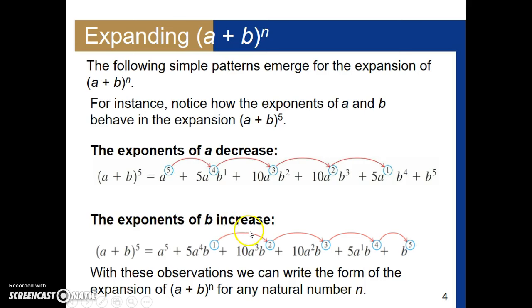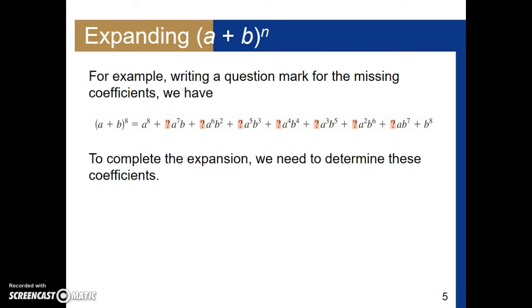And then let's look at the exponents on b. For each term that b is in, the power on b increases, starting at 1 and goes all the way up to n. So with these observations, we can use this not just on the number 5, but we can use this on the number n. So no matter what n is, we can very easily come up with the exponents on a and b, or the first term in our binomial and the second term in our binomial. Those are very easy to come up with.